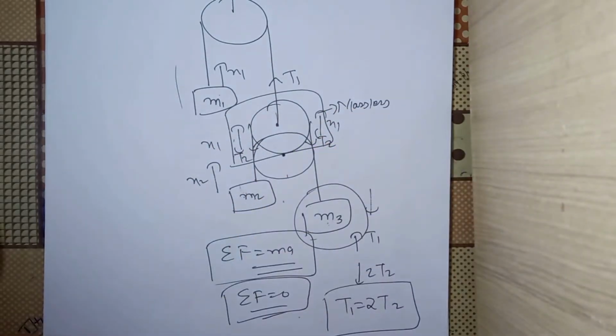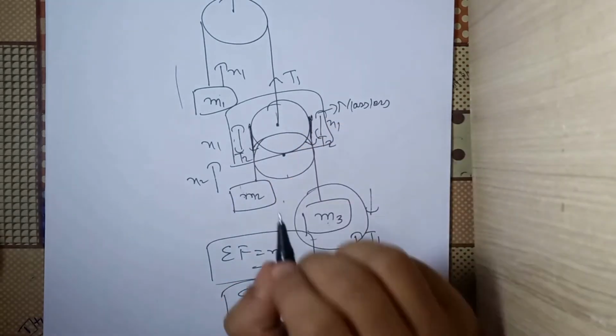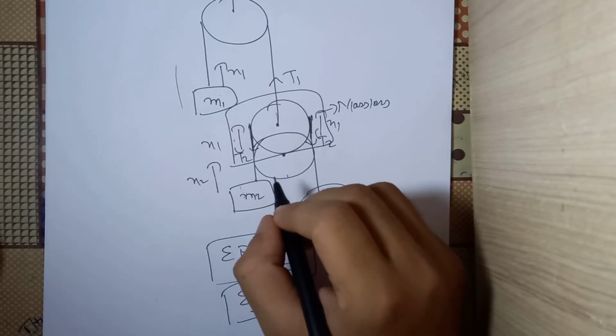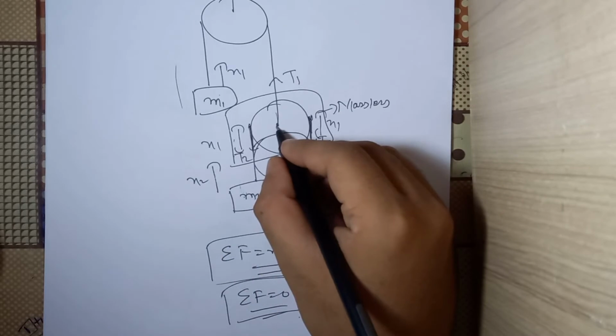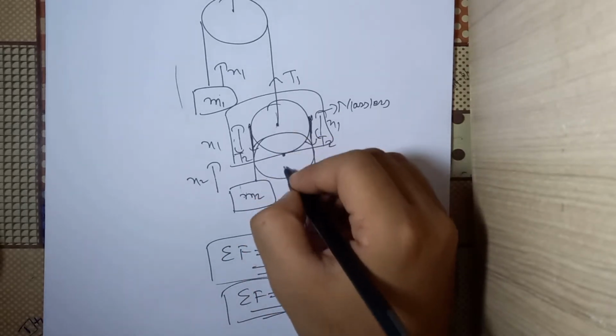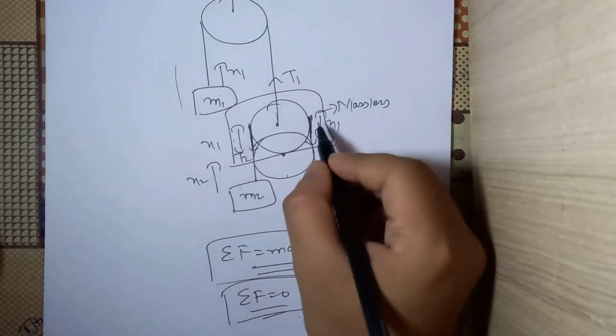So you can directly see that there are two ropes. Okay, please note this point. This is a very important point. A lot of students face difficulty in understanding this. So if this is moving by x1 upwards, the center of this pulley is moving by x1 downwards. Now when the center of this pulley is moving by x1 downwards, what you can see is that there are two ropes.